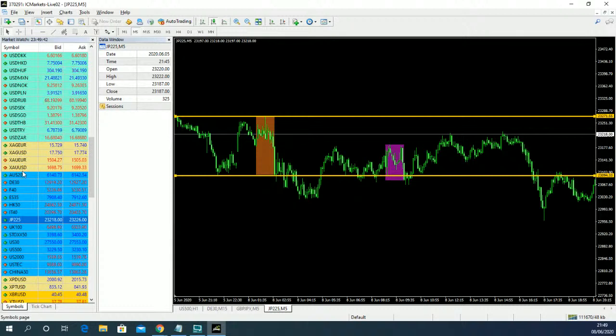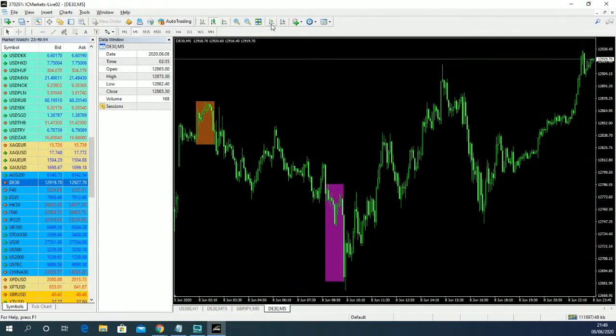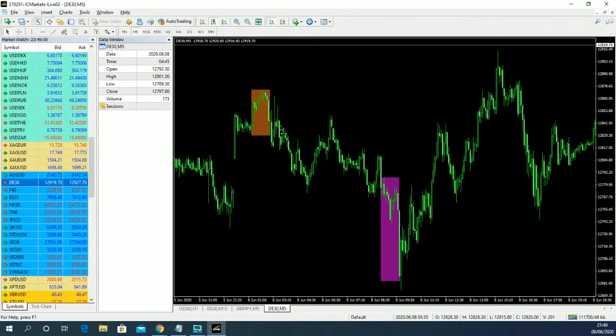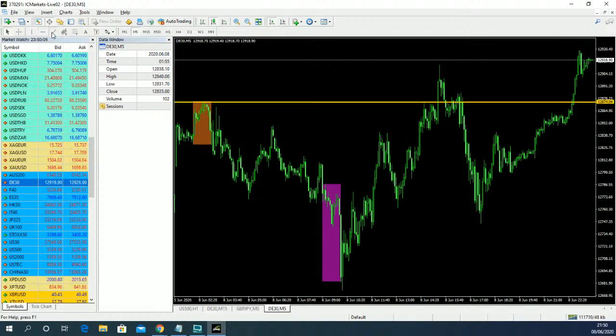Cool. So let's look at what else we want to look at. DE30. Let's look at DE30. Maybe all the indices today are ranging. You never know. Let's check DE30. Usually when one is ranging, the other one will be ranging. This one is not as bad. That is the Asian session.